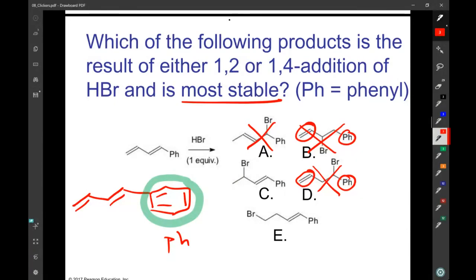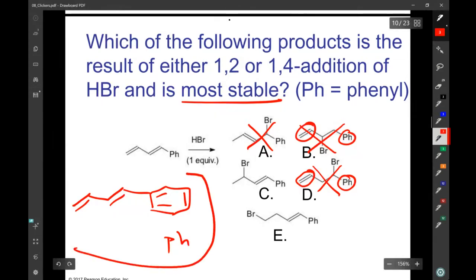Does that make sense? Wait, say that again. The double bond has to be close to the ring. Yes, the double bond has to be close to the ring, because if you look at the original structure, you notice that the double bond that is close to the ring is in conjugation with the ring.